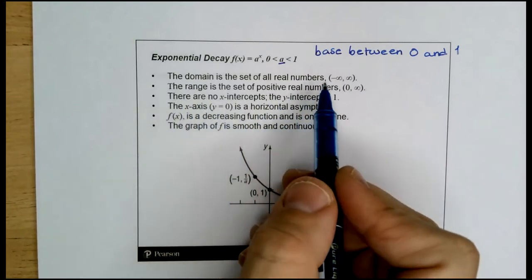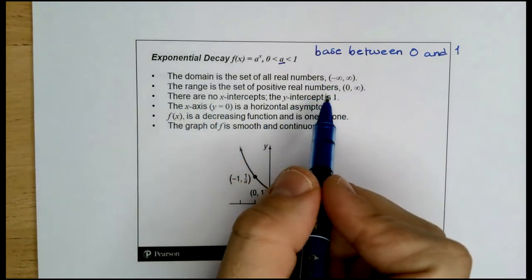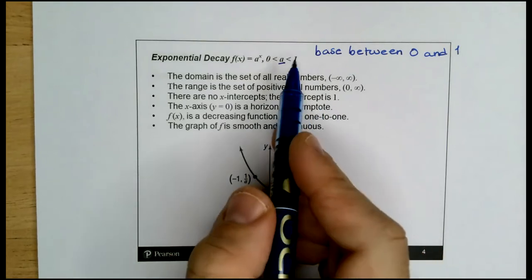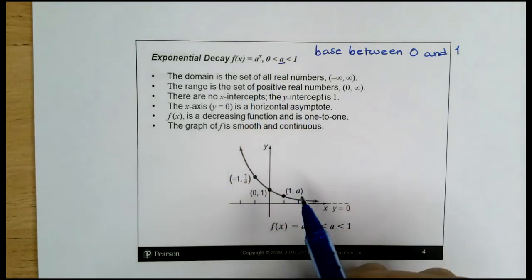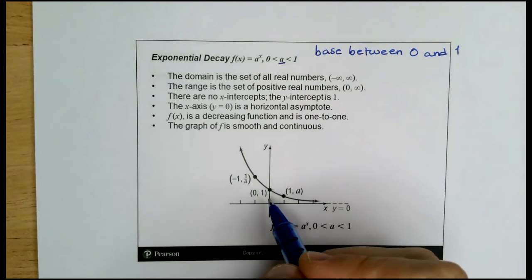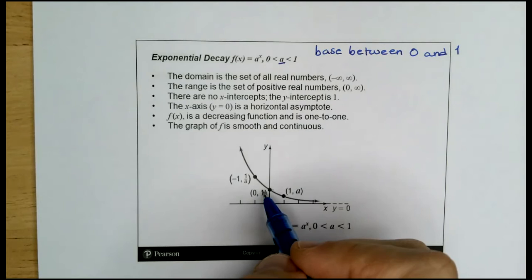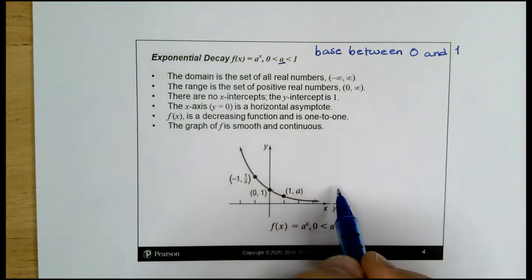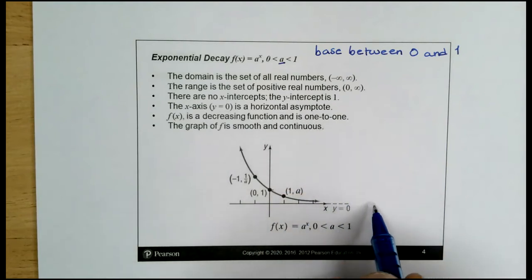Similarly, the domain is the set of all real numbers. The range is all positive real numbers. There are no x-intercepts. The y-intercept is still 1 because we're still raising it to the power of 0, which will always give us 1, even if it's a fraction or a decimal. The x-axis is a horizontal asymptote, so it will never touch 0.